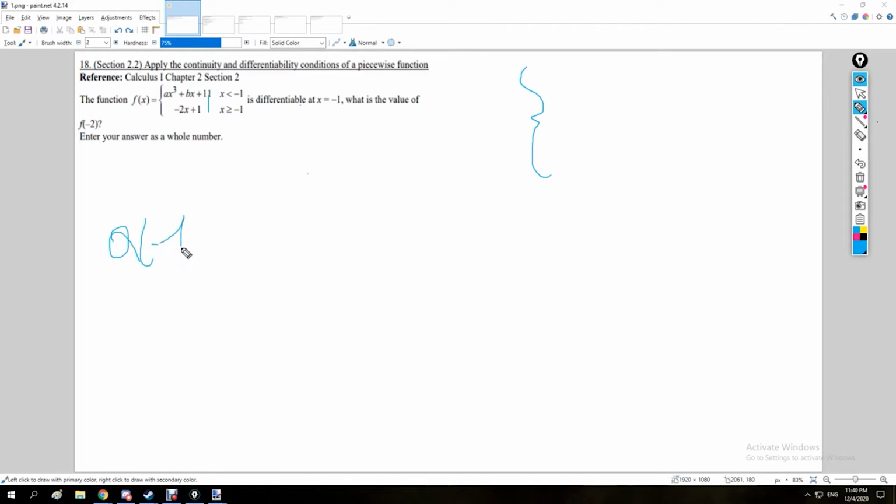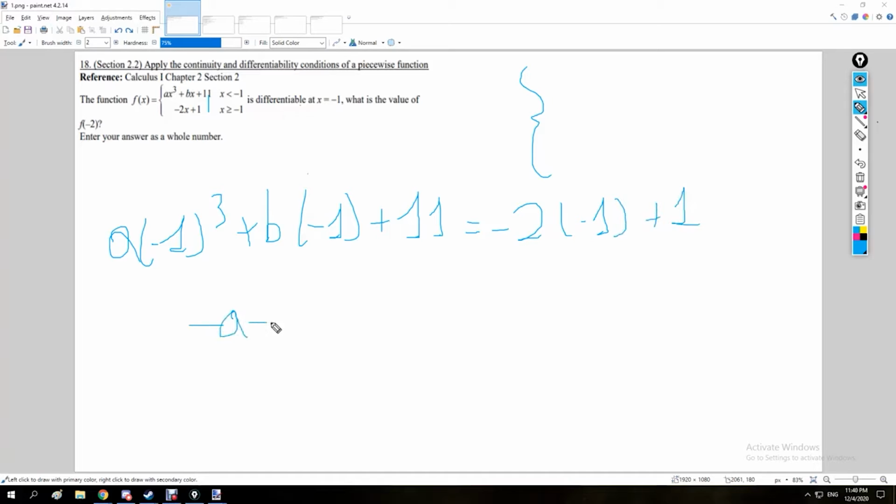For the first equation, a times minus 1 cubed plus b times minus 1 plus 11 is equal to minus 2 times minus 1 plus 1. So minus a minus b plus 11 is equal to 3. A plus b is equal to 8. That is our first equation. We're going to put it up here.